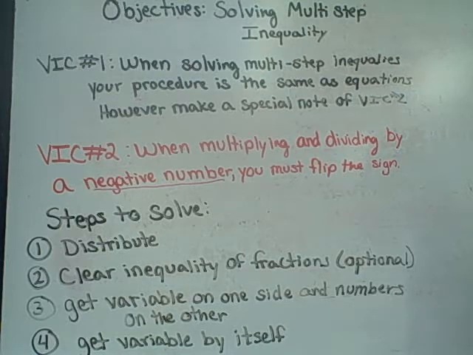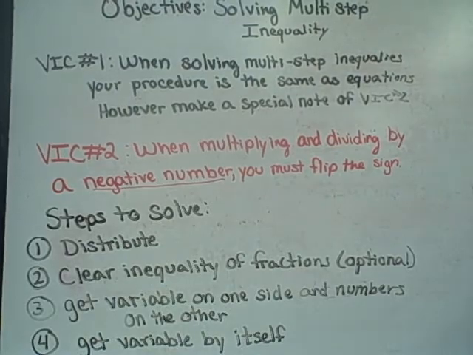So your steps to solve remain the same. You need to make sure you distribute first. You clear the inequality of fractions. Remember, that is optional, but it does help us. Get the variable on one side and the numbers on the other, and then get the variable by itself. All things that we did with multi-step equations.